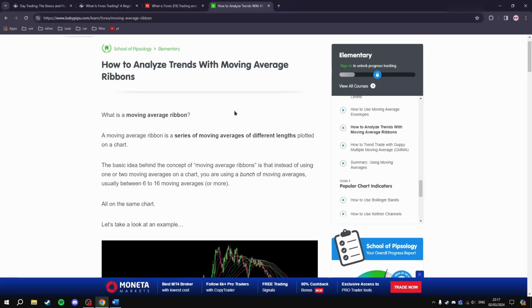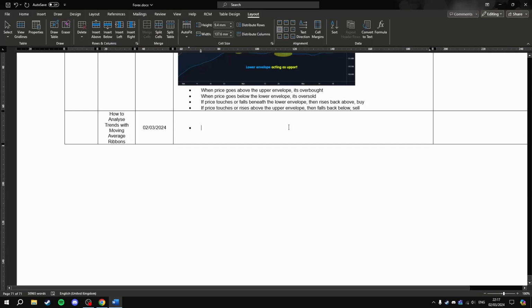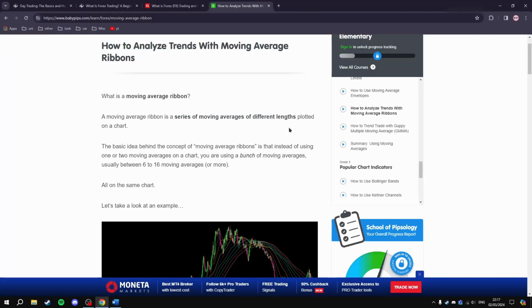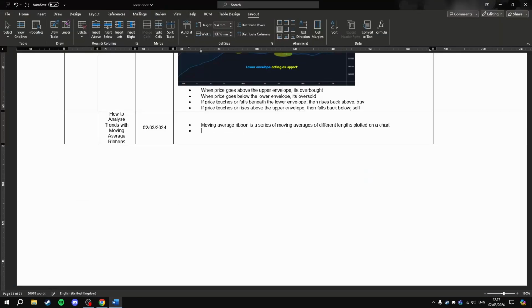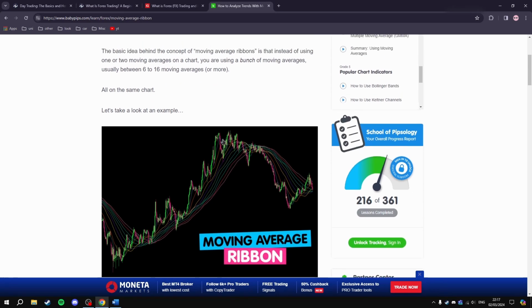Right, what is a moving average ribbon? A moving average ribbon is a series of moving averages of different lengths plotted on a chart. The basic idea behind the concept of moving average ribbons is that instead of using one or two moving averages on a chart, you are using a bunch of moving averages, usually between 6 to 16 moving averages.